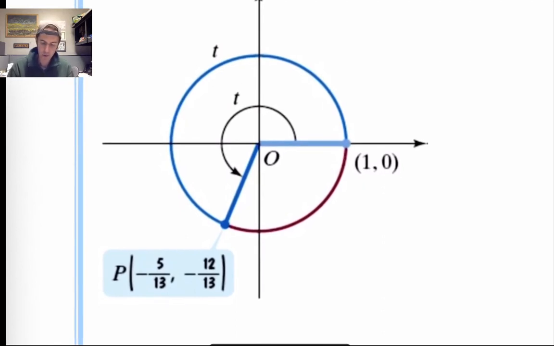First I want to point out that this thing right here is the terminal side of our angle. This is a very large angle. Angle t is larger than 180 degrees. It's swung us all the way around into the 3rd quadrant.